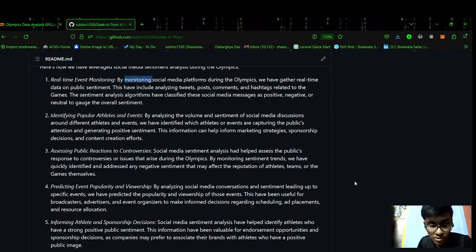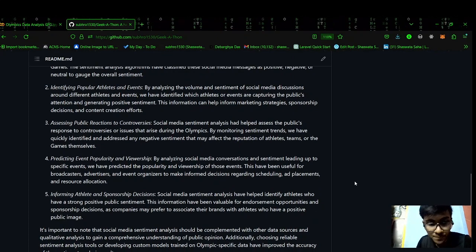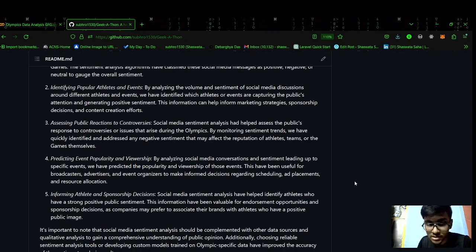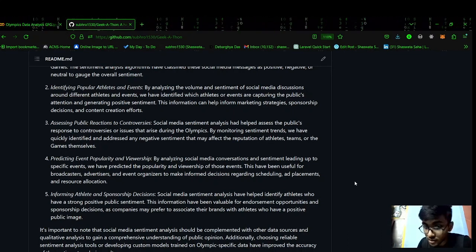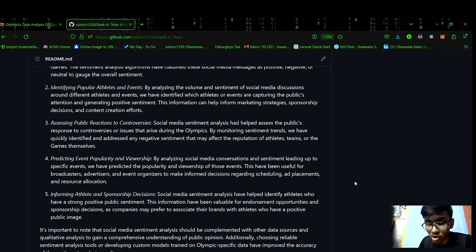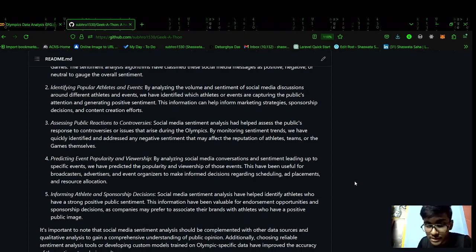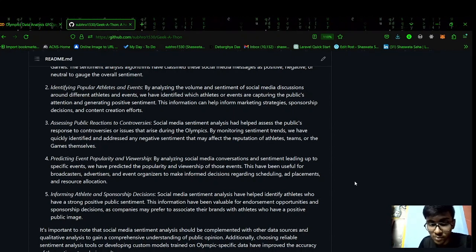This fourth point is also quite important for the sentiment analysis portion: informing athletes and sponsorship decisions. This is the fifth point and the last point, which we focused on social media to help identify the athletes who have strong positive public sentiment. This was valuable for endorsement opportunities and sponsorship decisions.